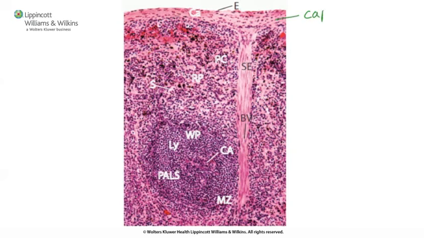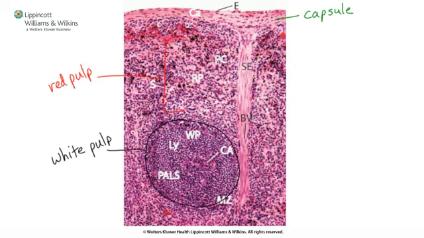The spleen is covered by a fibrous capsule, but under the capsule you have red pulp and white pulp. Now the red pulp is red because that's where you find red blood cells, and the white pulp is where you find white blood cells, especially lymphocytes. Now, this area on the edge of the white pulp is called the marginal zone because it's on the margin between the red pulp and the white pulp.